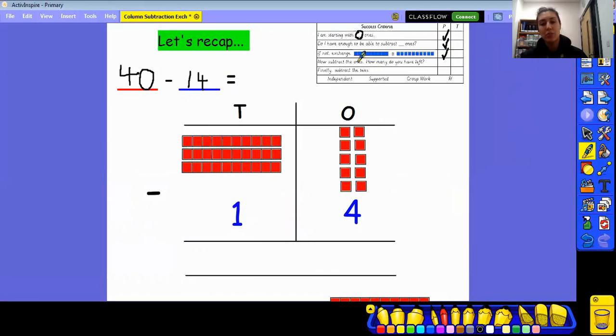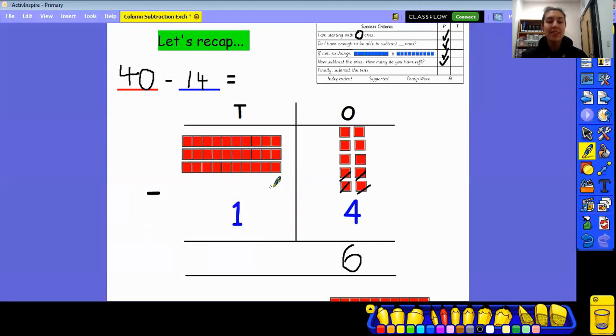So now I can subtract the ones. 1, 2, 3, 4. And how many do I have left? That's right. If you know your number bonds, you can tell me that 10 take away 4 equals 6. Well done. So now I've finally worked out how many ones I've got left. I can now go on to subtract my tens.